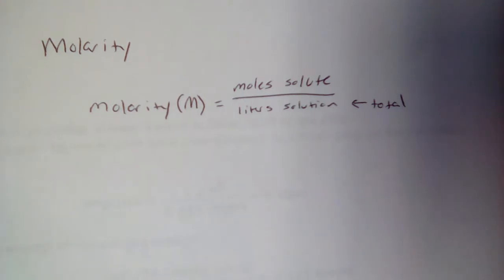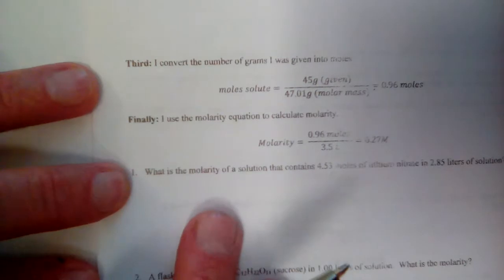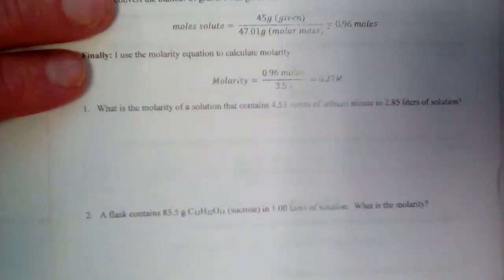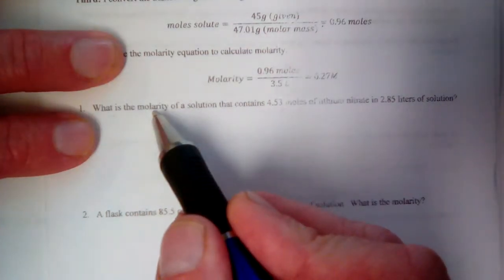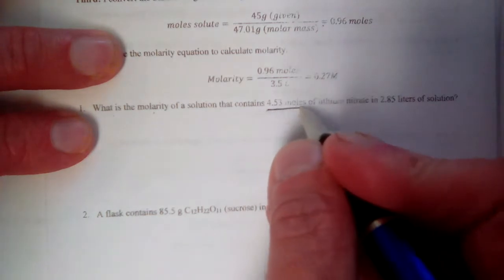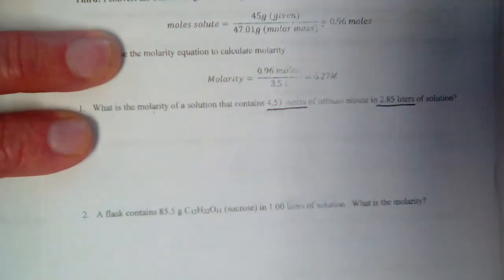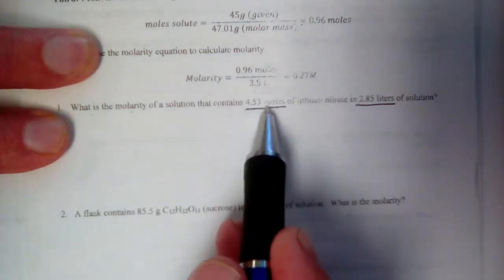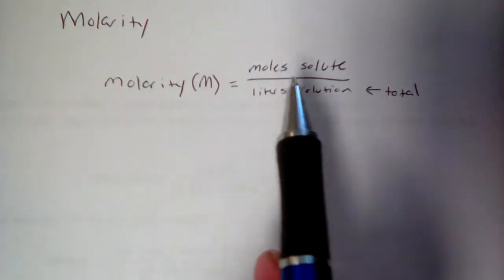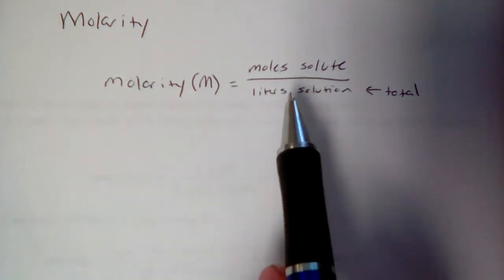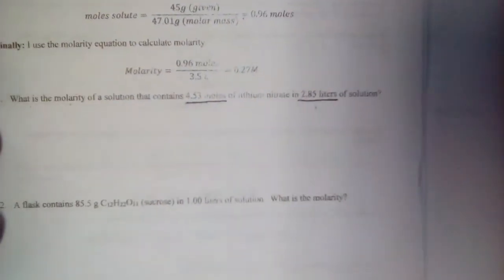So at its simplest, you would have a problem that looks something like this one. Question number one. What is the molarity of a solution that contains 4.53 moles of lithium nitrate in 2.85 liters of solution? In this question, we have moles and liters, and if we look back at our equation, that's exactly what we need. Moles of solute, in this case, lithium nitrate, and liters of solution. So all we've got to do is substitute and solve for this one.